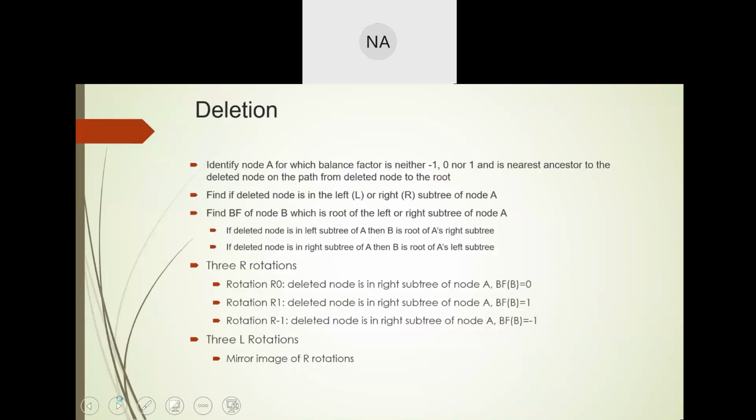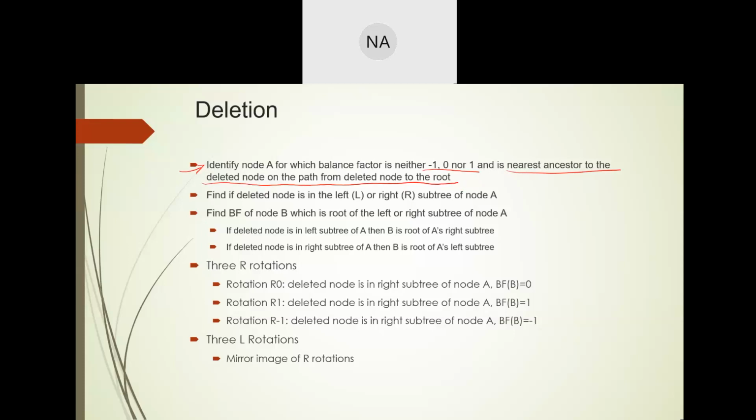Now the deletion algorithm. The deletion algorithms are almost the same as the insertion algorithm. So let's see them. We identify node A, and node A is the same as node A for the insertion algorithm. That is, node A is the node for which the balance factor is not -1, 0, or 1, and it is the nearest ancestor to the deleted node on the path from the deleted node to the root. The definition of node A is the same.